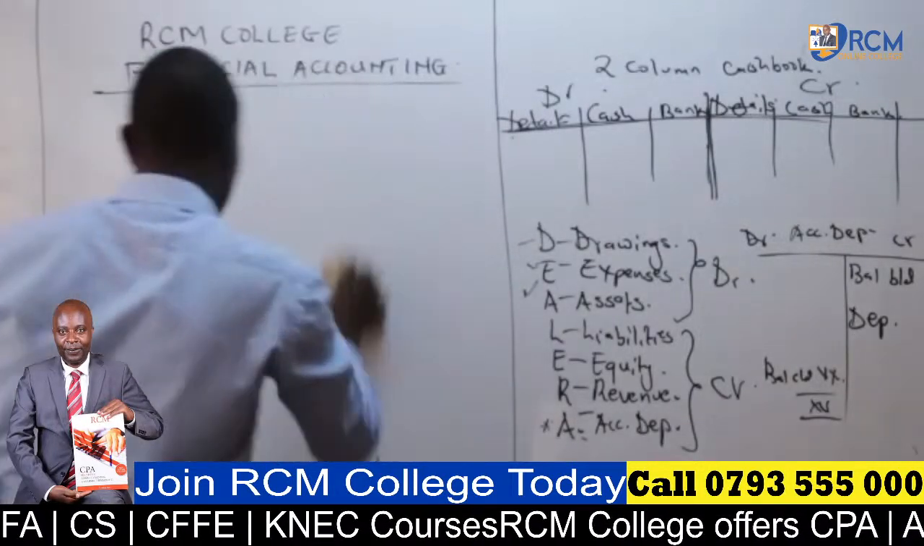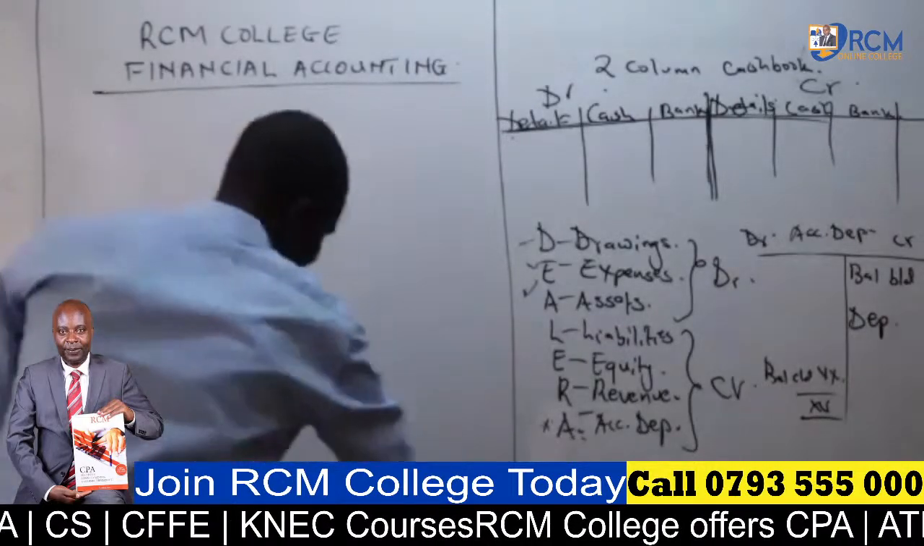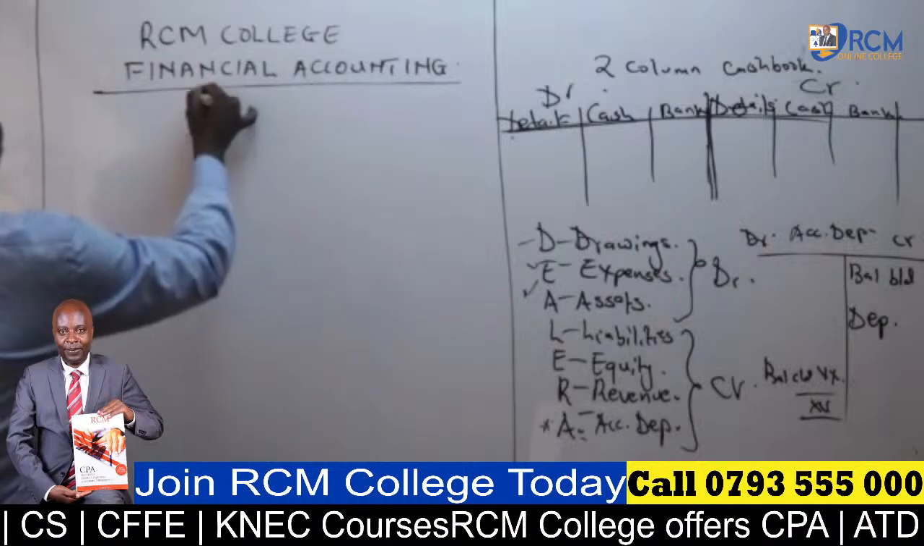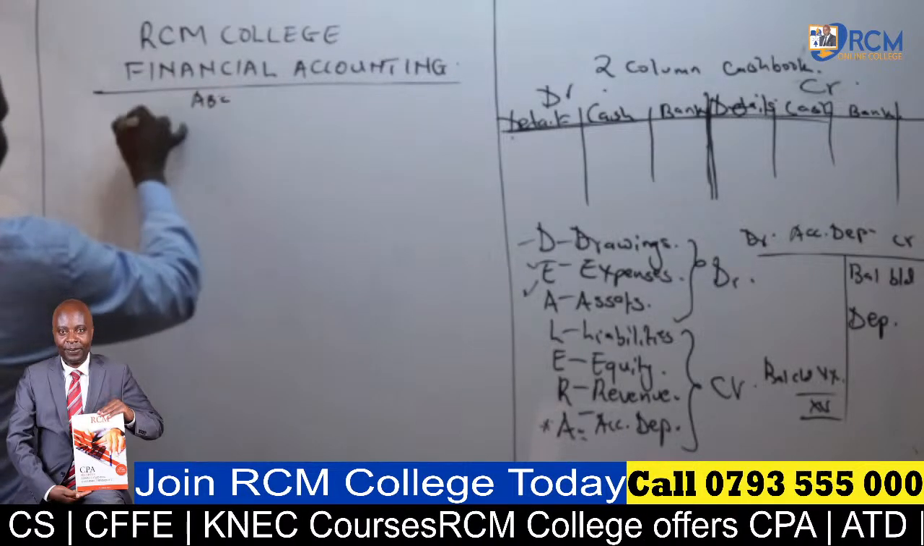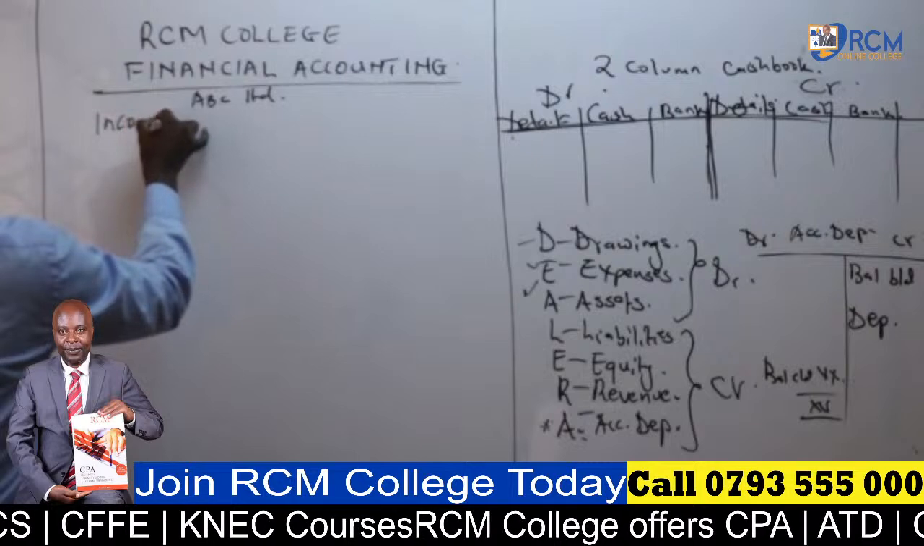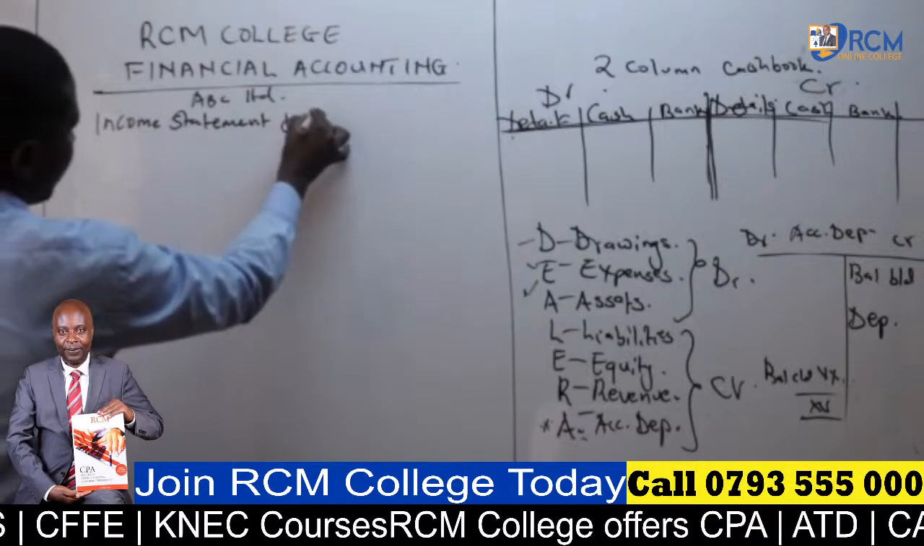And since I want this to be clear in your mind, from the trial balance is whereby we prepare what? ABC Limited income statement for the year.